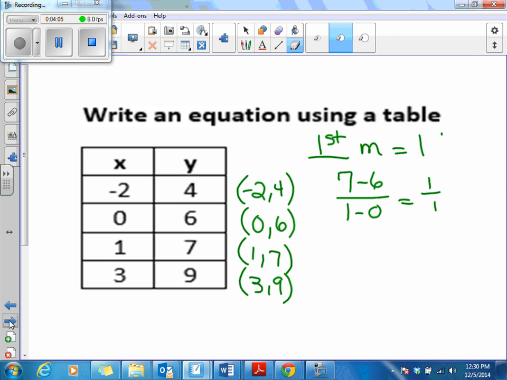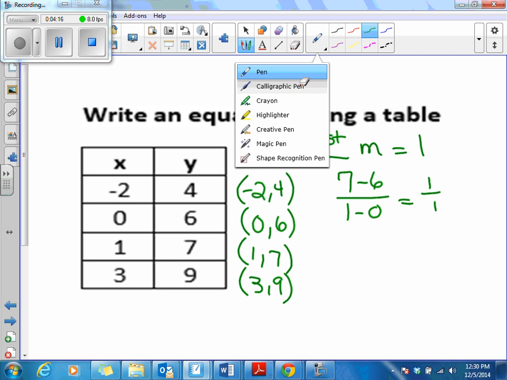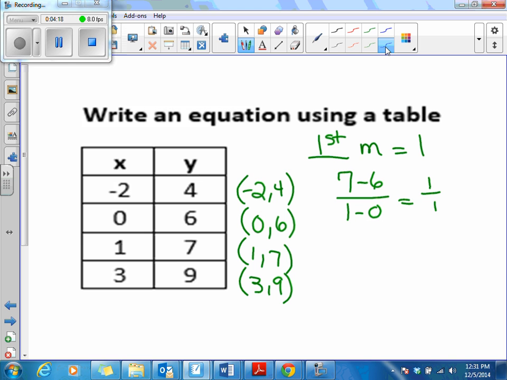Okay? The next thing that I need to do is decide if I want to solve for b, or if I want to write it in point slope form, what's the deal? So I'm going to use point slope form first because it's by far the easiest method, and it's the one that we just learned. So y minus, and I'm going to go ahead and use this ordered pair right here, the 3 and the 9, for point slope form.